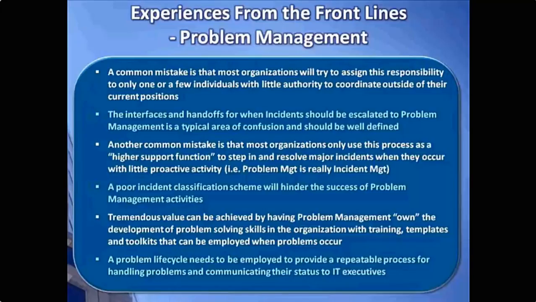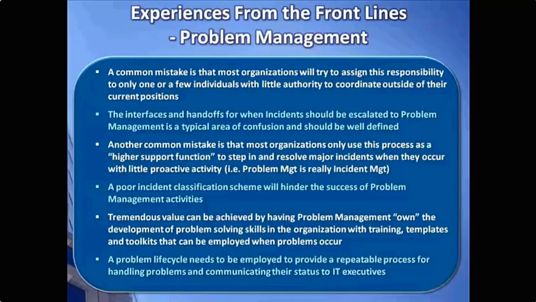Lastly, you may want to consider a problem life cycle to provide a repeatable process for how you handle problems and communicate their status to IT executives. This becomes really critical for very acute problems or major incidents that occur. By life cycle, I mean that every problem goes through standard stages. It might be looking at symptoms, then developing hypotheses as to what the possible root cause might be. Then it might be a research stage to examine each area to see if it truly is the root cause. Then we find the root cause, and we possibly provide a bypass or workaround, and then we finally take actions to remove the problem from the infrastructure.